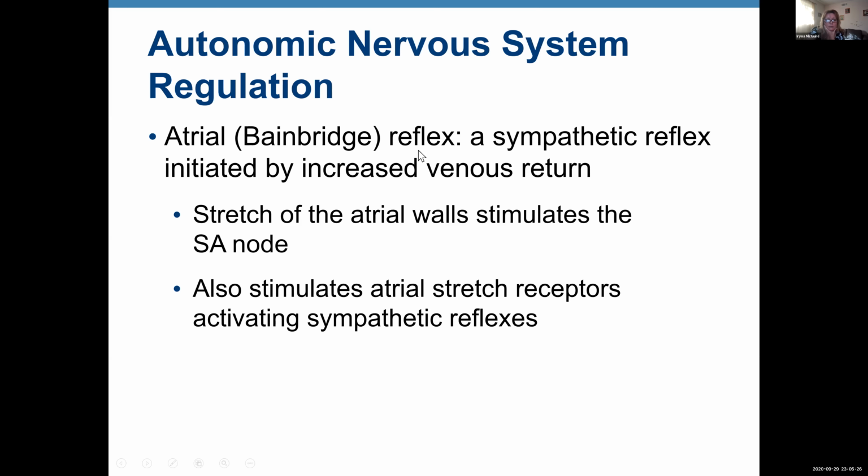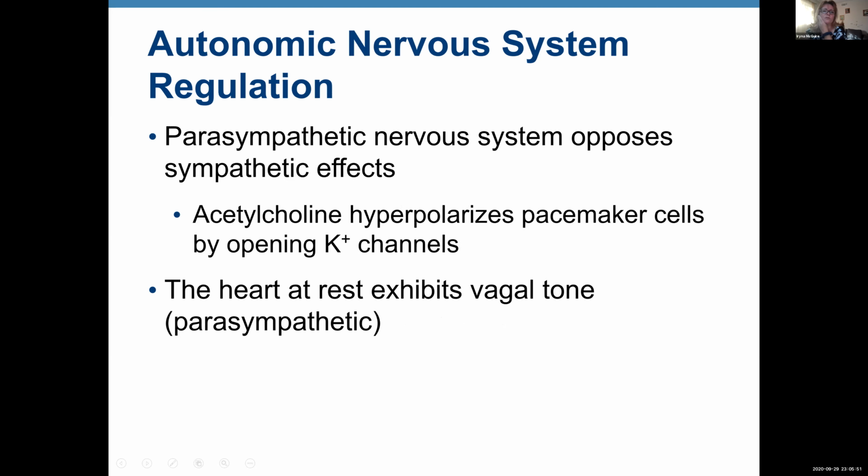Now, atrial reflex is a sympathetic reflex initiated by increase of venous return. So you have more blood returning back to the heart. It stretches atrial walls and it stimulates the SA node. It's called the Bainbridge reflex, or just atrial reflex. It also stimulates atrial stretch receptors, activating a sympathetic reflex. Right, so this is what we're talking about here.